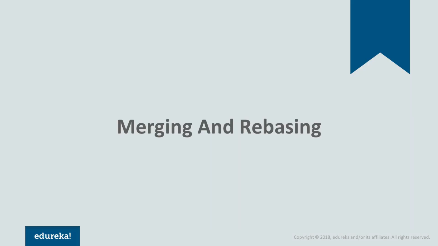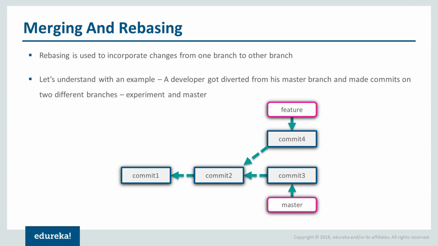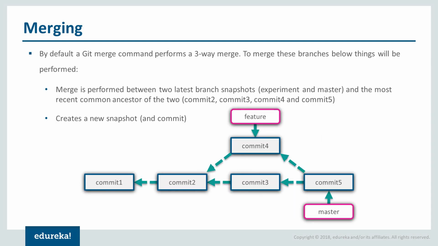Let's look at merging and rebasing. So what is rebasing? Rebasing is generally used to incorporate changes from one branch to the other. For example, if I have two branches and we want to create another branch from it. So let's say that a developer who is on the master branch got diverted and made some commits on two different branches. Now by default, Git merge prefers a three-way merge because this is the strategy Git uses, and the following things will be performed to merge these branches.